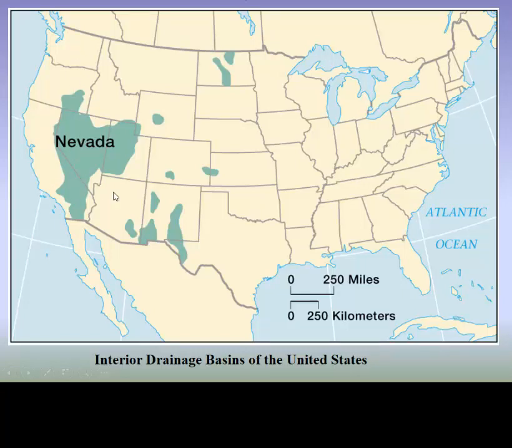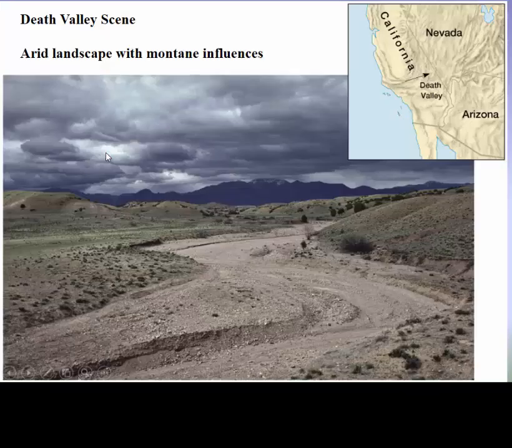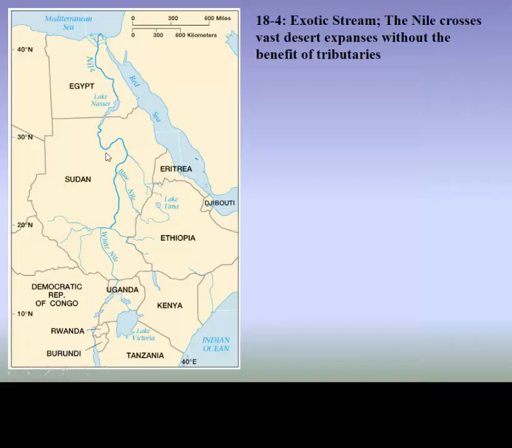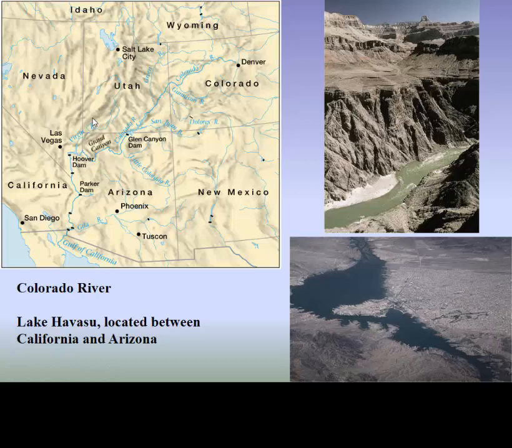We have some interior drainage basins. I've talked about the idea of exotic basins here, where they don't flow out of anywhere. This is Death Valley. And then we've got some of these exotic streams here, such as the Nile crossing here without a lot of tributaries. This is Lake Havasu. It forms the boundary between California and Arizona along here.